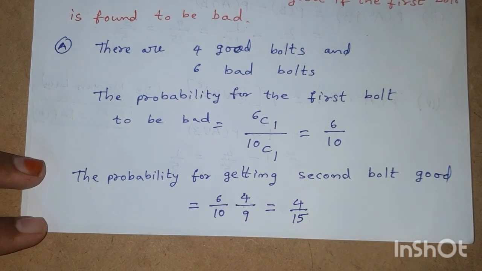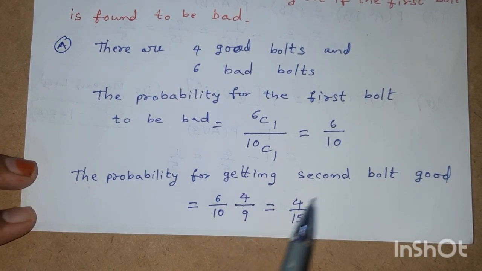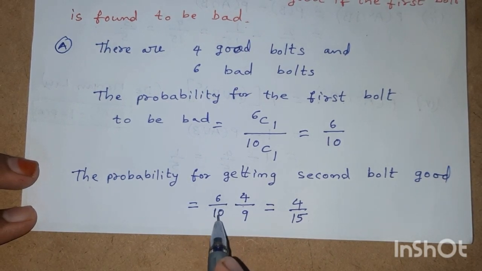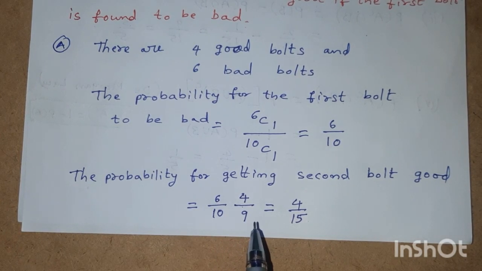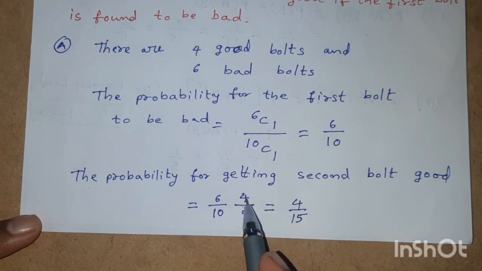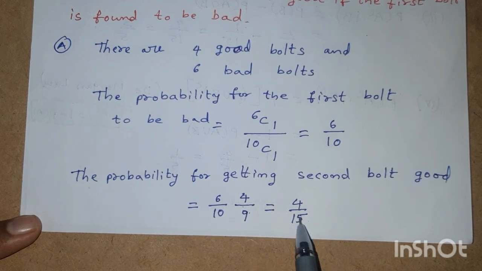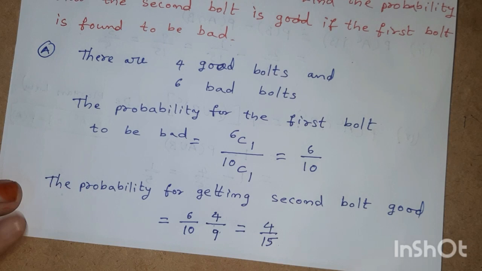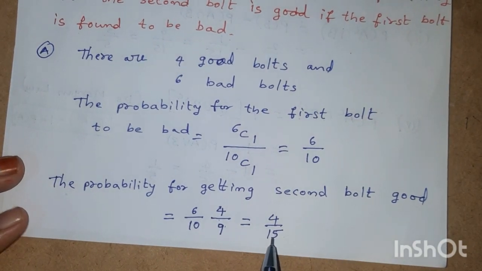Okay, therefore, to choose the second bolt as good, first we have to choose a bolt that must be a bad bolt. Okay, initially we have 10 bolts. Among 10 bolts we select a bolt, and there are 9 bolts remaining. Among the 9 bolts there are 4 possibilities to choose a good bolt, so 6 by 10 into 4 by 9. Therefore, this is the probability for getting the first bolt as bad and the second bolt as good.